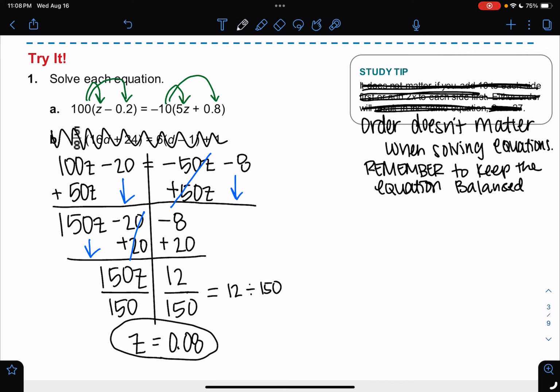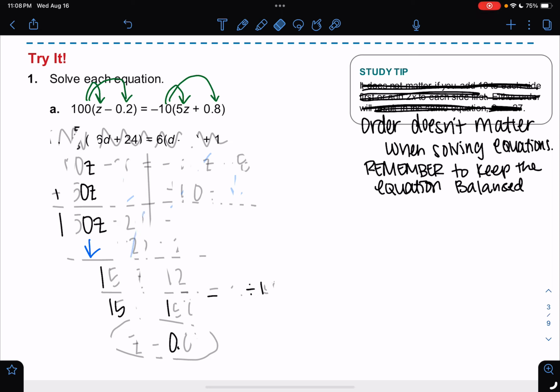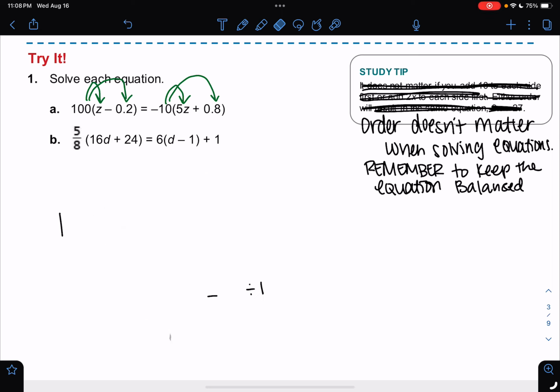Okay, moving along to part B. And I'm just going to erase this. So if you need this, just go ahead and pause this video here. Okay. All right, so we're ready for part B. Part B, I've got a fraction now.